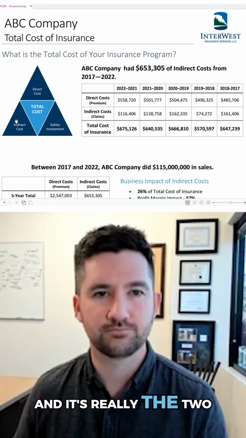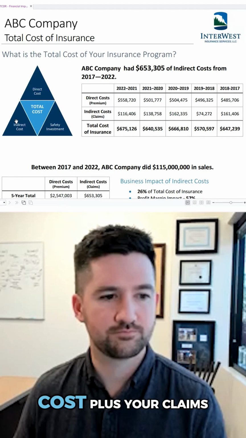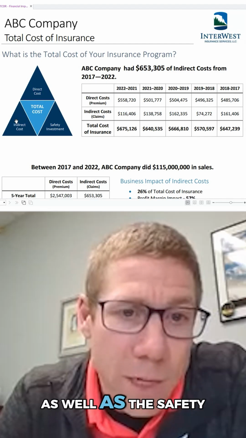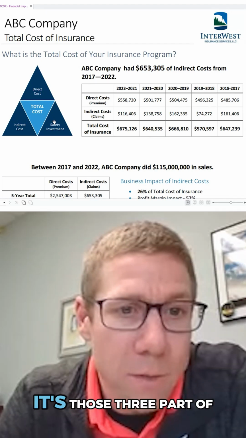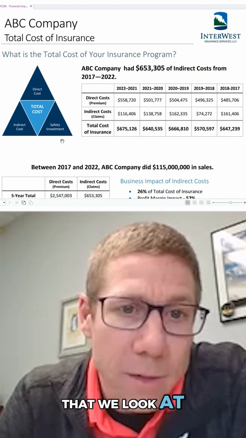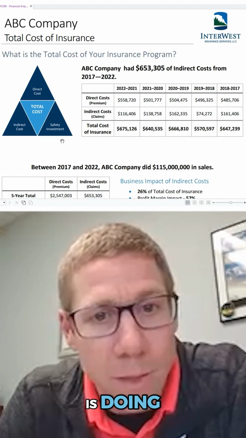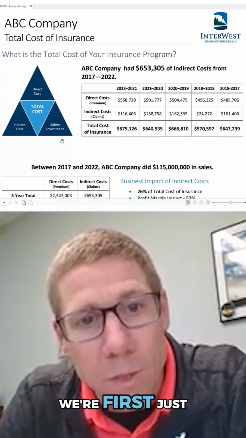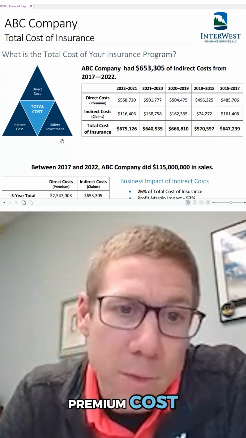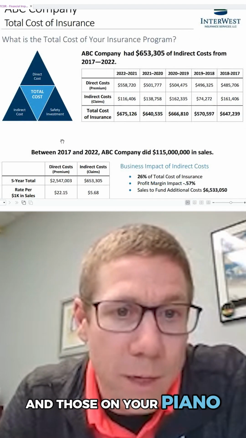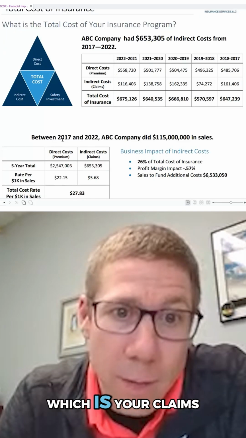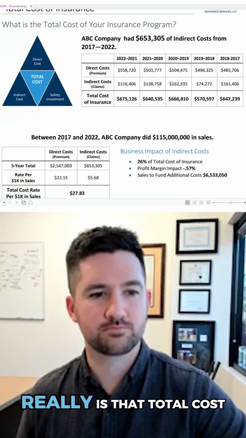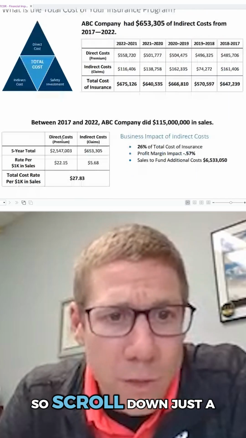It's really those angles, your premium costs plus your claims, as well as your investment in safety. Those three parts are what we look at to quantify how your insurance program is doing. What we have here today is we're first just starting to quantify the premium cost, which we call our direct costs, and those are on your P&L, and then your indirect cost, which is your claims. A plus B really is that total cost of insurance right now. So scroll down just a little bit.